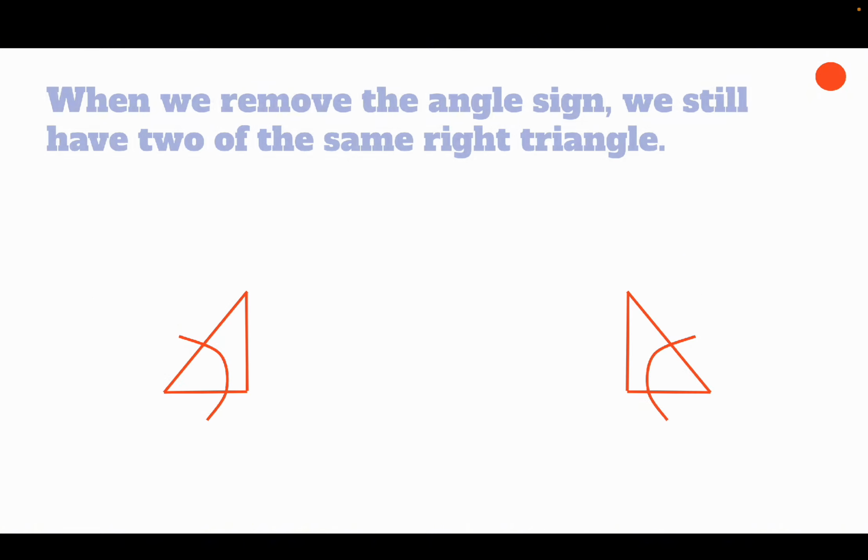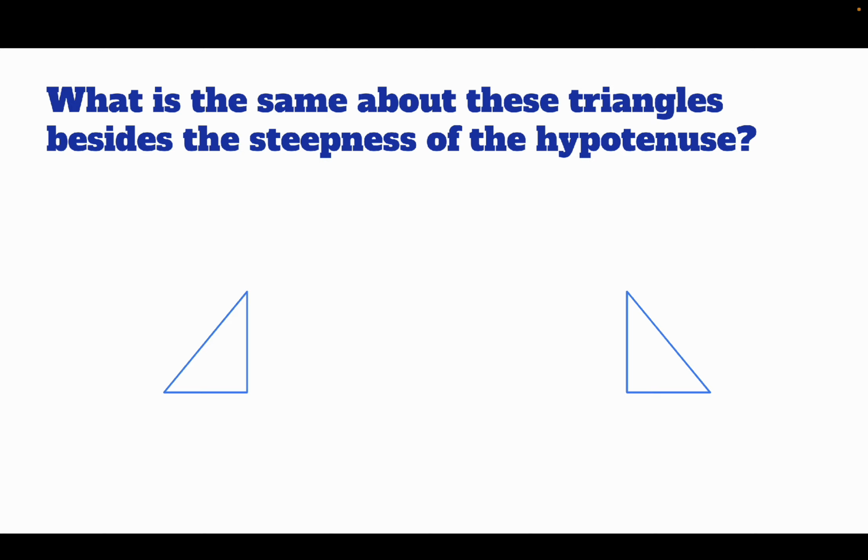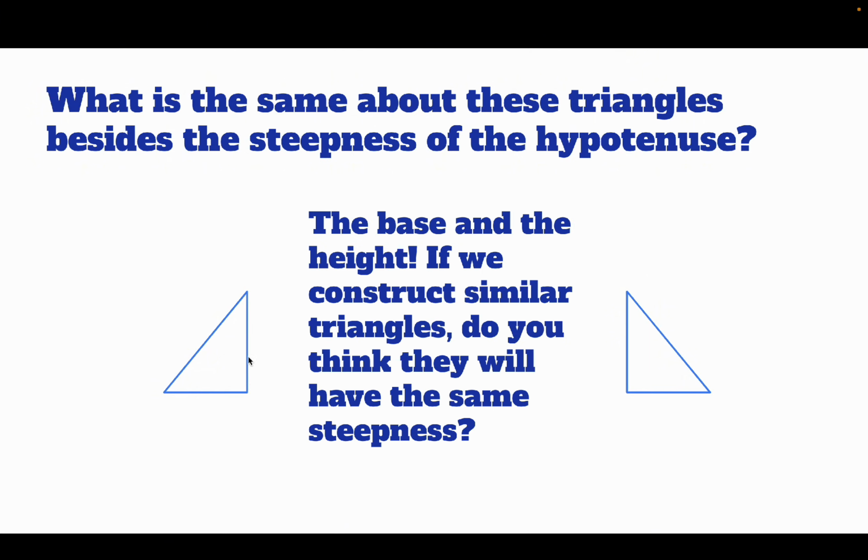So if I take the picture away, we have two of the same right triangle. They line right up. These are congruent triangles. What is the same about these triangles besides the steepness of the hypotenuse? And when I say hypotenuse, I'm referring to that diagonal side, right? This side, this side. So besides the steepness of the hypotenuse, what is the same? Okay, the height is the same and the base is the same. Because these are congruent, we know that the height and the base have to be the same.